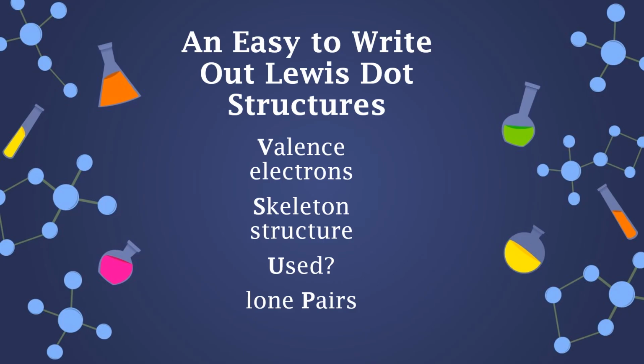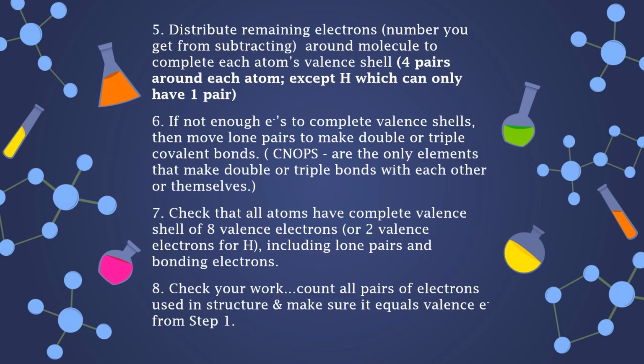So how do you do it? It's called the V's up method. V's up stands for the valence electrons, your skeleton structure, how many are used, and we're going to see what that means, and the lone pairs of electrons, or the lone electrons. I know it's a lot, but I'm going to go through a bunch of examples, so it should be fairly easy to follow, and I will hit on these as we go through the examples.